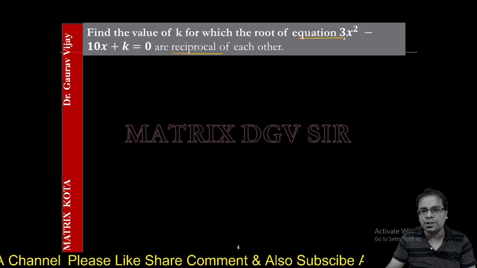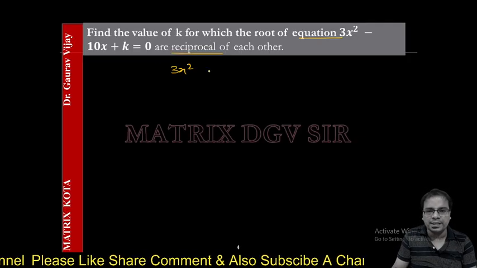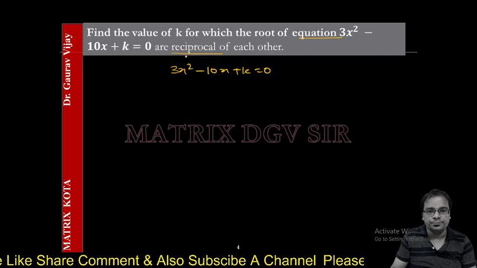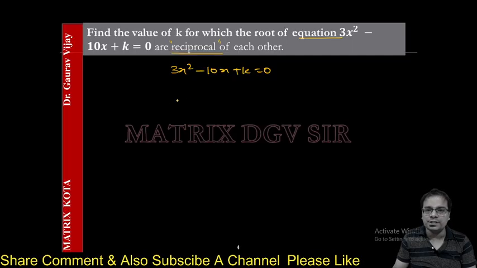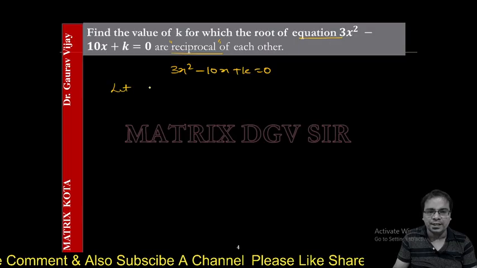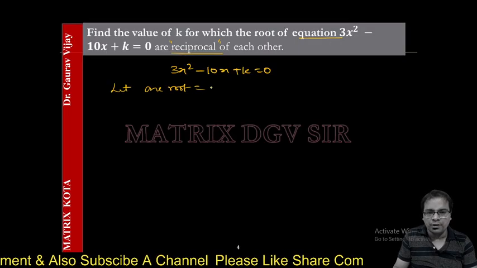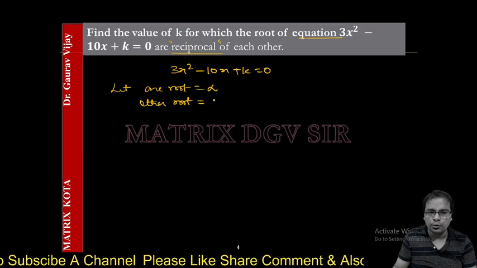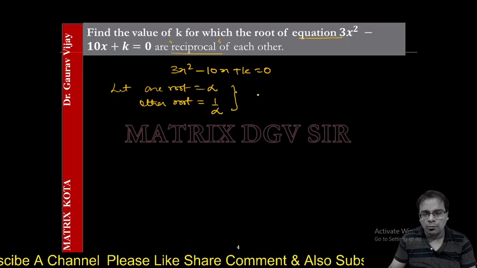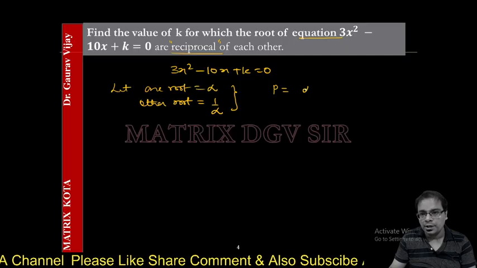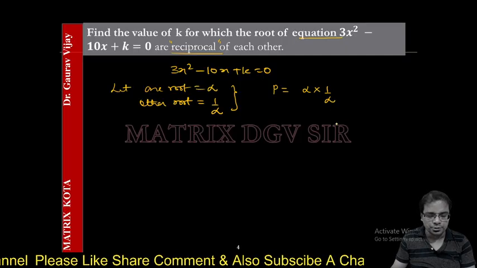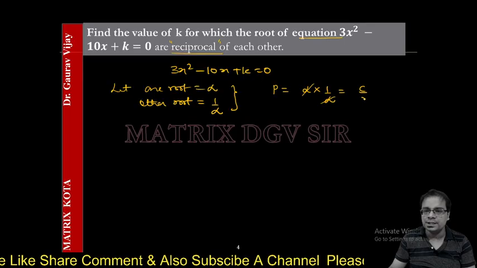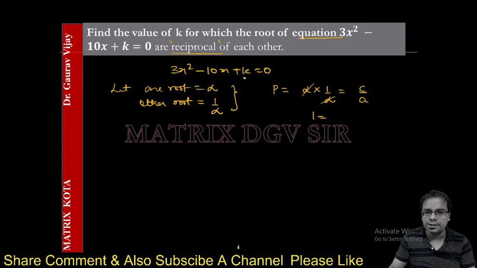Find the value of k for which the roots of the equation 3x square minus 10x plus k equals 0 are reciprocal. For reciprocal, one root is the reciprocal of the other. Let one root be alpha, so the other root will be 1 by alpha. Here we use the product of the roots, because when we multiply the roots, alpha and alpha cancel, and we apply the formula product of the roots is c upon a. 1 equals c upon a. C is what? K.